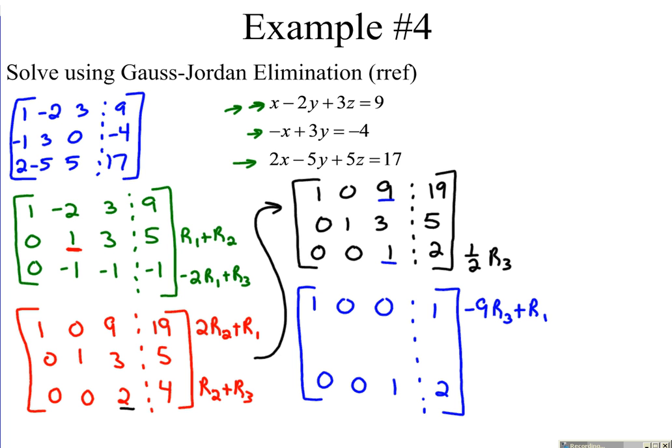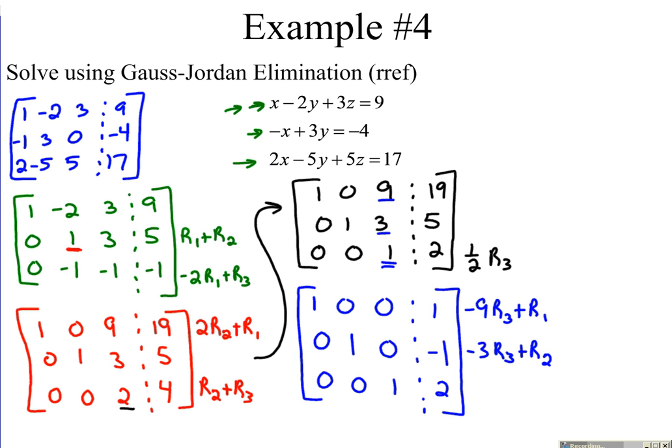What do I need to multiply this 1 by to get a 0 right here? -3 times row 3 and add it to row 2. When we do that, we get 0, 1, 0, -6 plus 5 is -1.